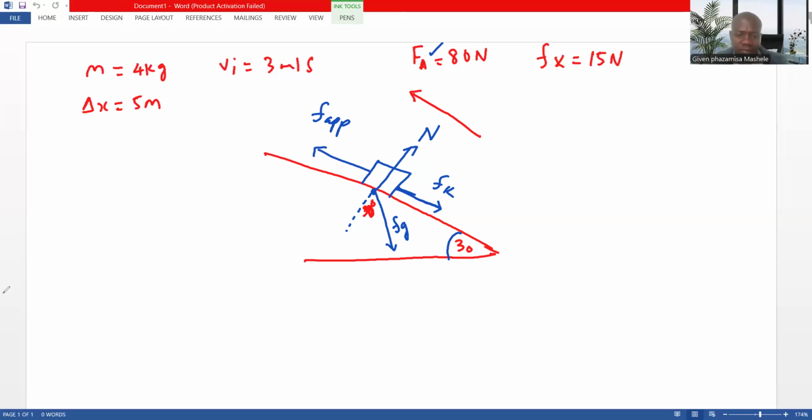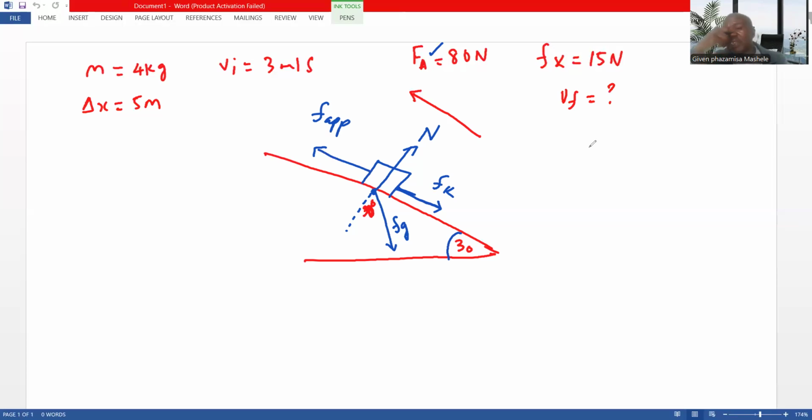We are also told that the delta x here is 5 meters. Okay, let me just confirm something. 30 degrees, 4 kg, 80, 15, speed. Okay, fine, and everything is okay. We want to calculate the final velocity. So what do we want to find? We want to calculate the final velocity.